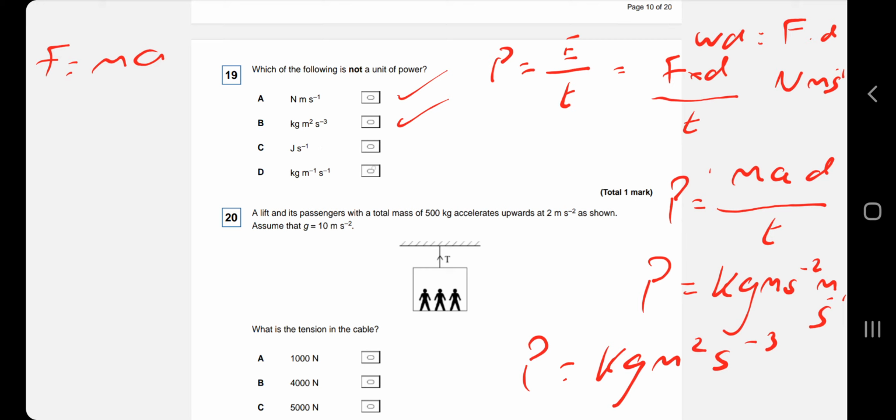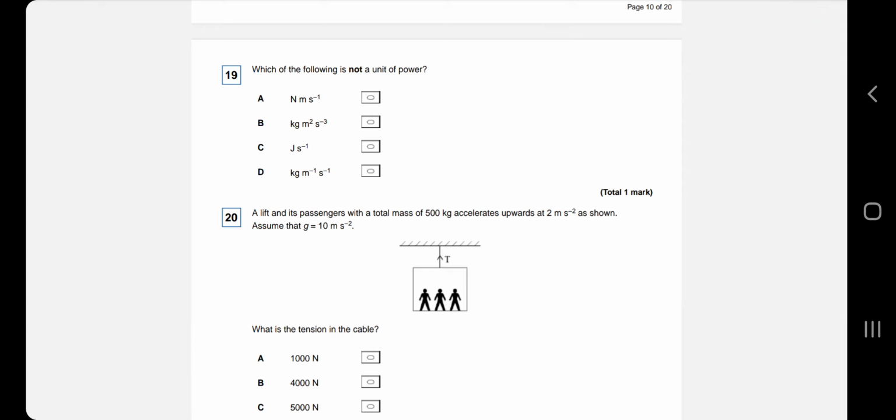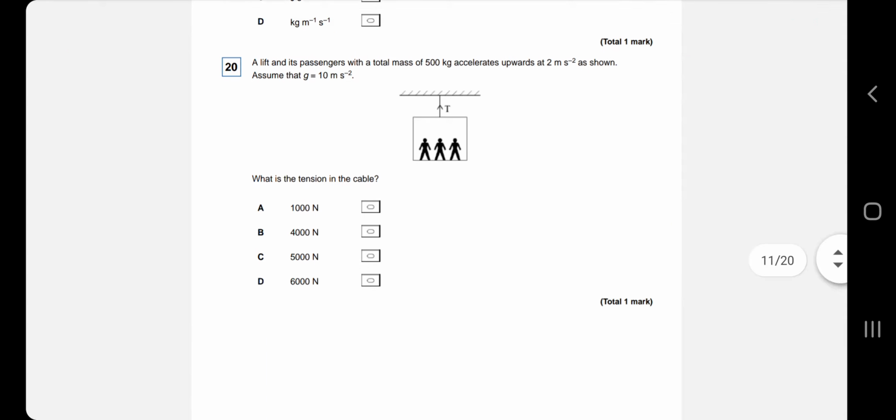C is just power is energy divided by time, joules per second. So that's also correct. So the one that must be wrong is D. So let's move on to question 20. So for question 20, we should have a read and then label the diagram.